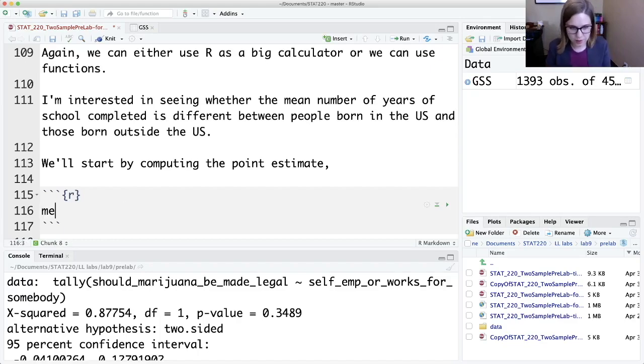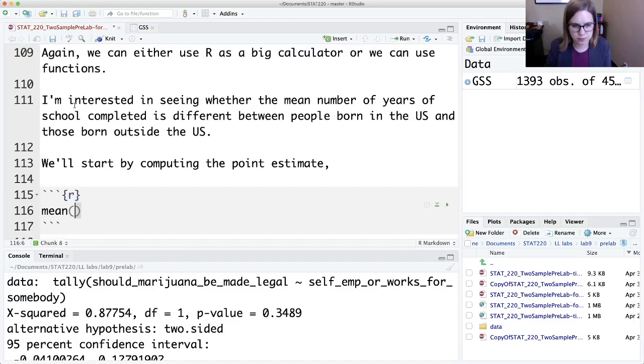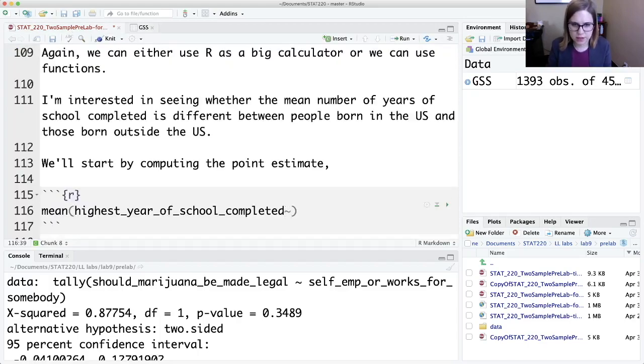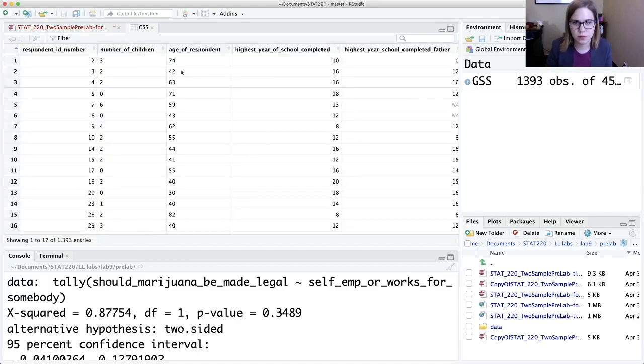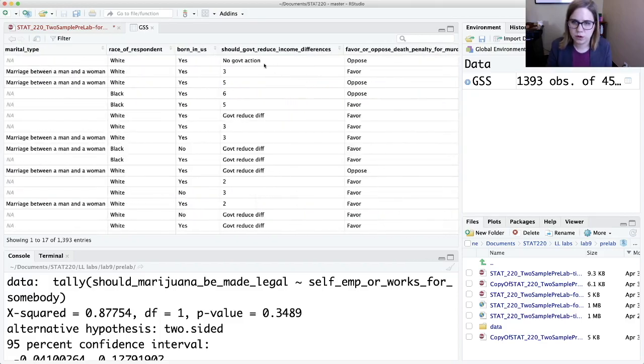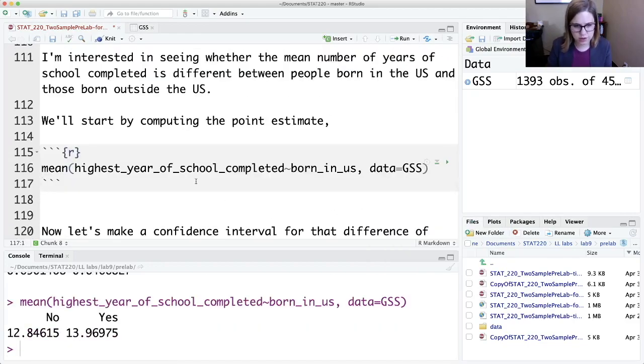Okay, so I'm going to do the mean, and I'm interested in the mean of, what was that variable called? Highest year of school completed. Does it have an "of" in there? Yes. And then I'm going to break it down by born in US. I think that's what this variable is called. Born underscore in underscore US. Yep. And then I'm going to do comma data equals GSS and control enter.